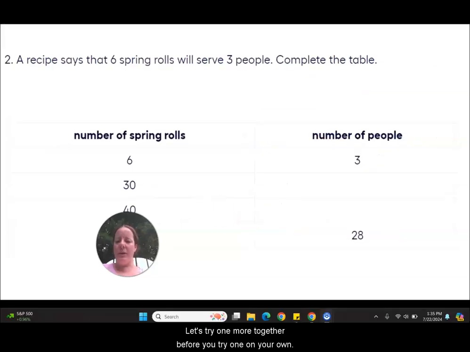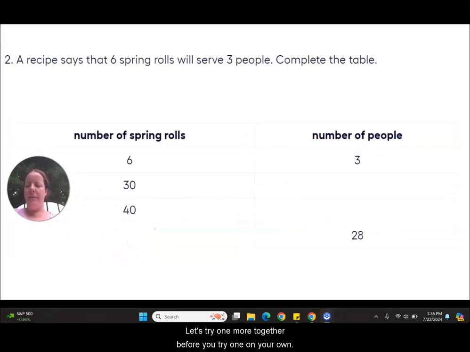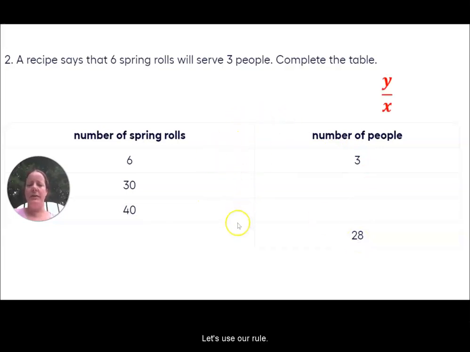Let's try one more together before you try one on your own. A recipe says that 6 spring rolls will serve 3 people. Complete the table. So I have number of spring rolls, I have a 6, 30, and 40. And then number of people, I have a 3, jump a couple rows, and then I have 28 people. So what is the constant of proportionality here? Let's use our rule, y over x. Which column is y? The number of people, because that is the column on the right. Y is always on the right side of your table.